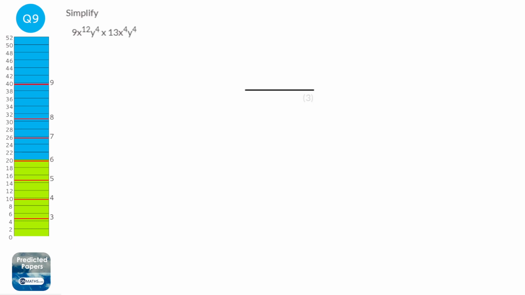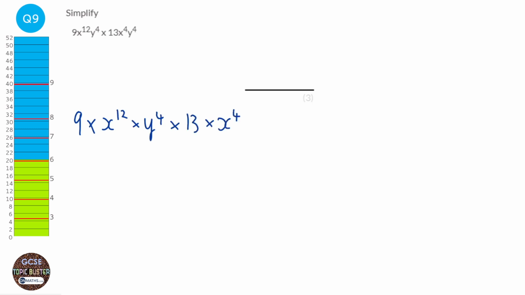There's a lot going on with this question, so what I'm going to do is put in all of the times signs that we don't normally show. So we've got 10 times 12x times y to the power 4 times 13 times x to the power 4 times y to the power 4. And I'm going to reorder these to put the numbers together, first of all. And with multiplying, it doesn't matter which way around you do it, so I'm not changing anything.